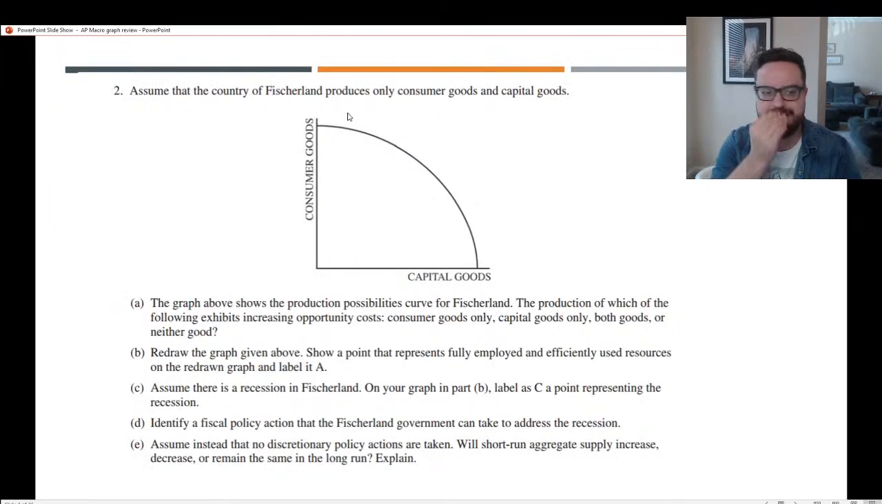So here is, I would say, a classic production possibilities curve question from an AP exam. I use it in class all the time. It hits a bunch of different things in the course, but its focus is on the production possibilities curve.